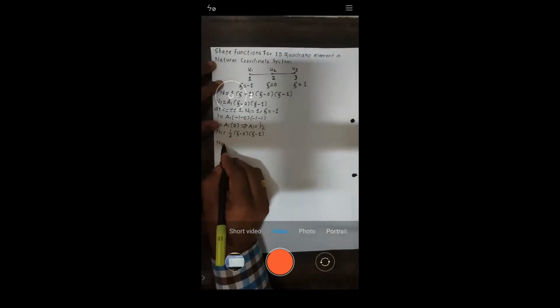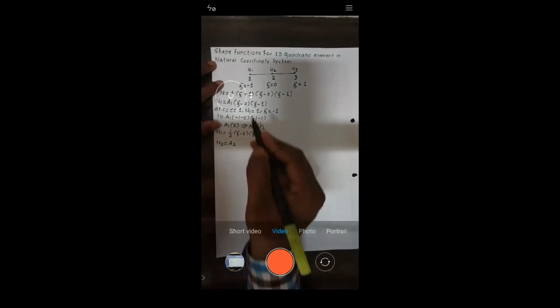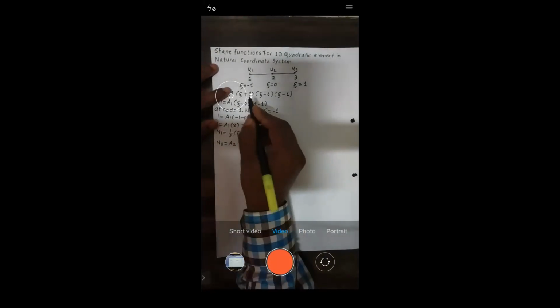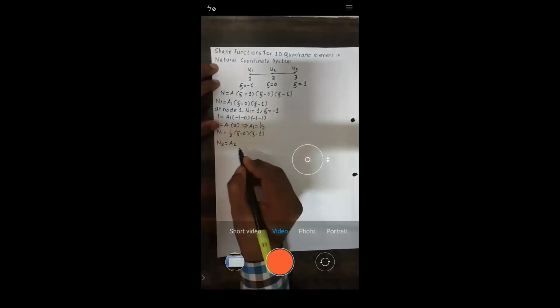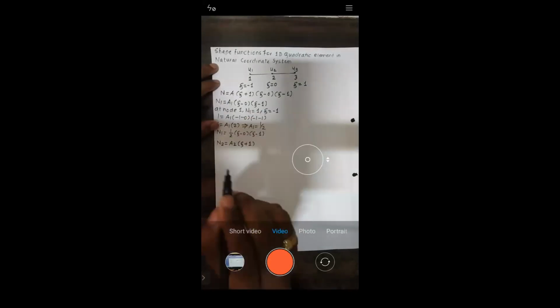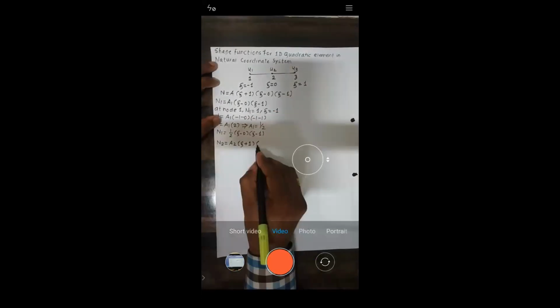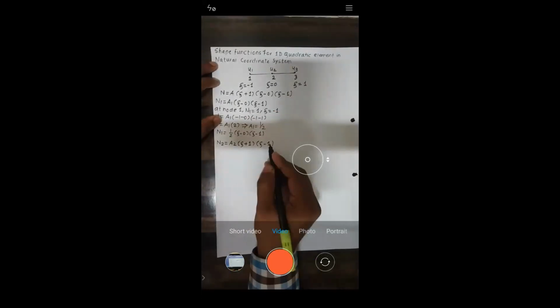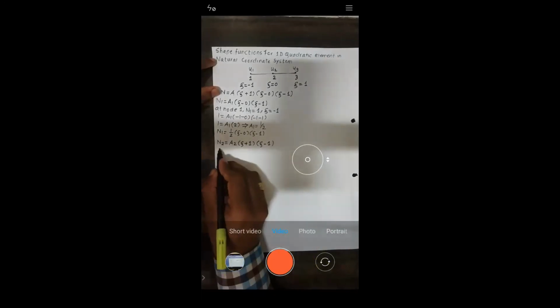N2 is equal to A2 into, now you just take the first term, you don't take the second term. You just take the first term, that is zeta plus 1. You don't take the second term because this is for node 2. Then you take the third term, zeta minus 1. Is it okay? Yes or no? All of you tell me.